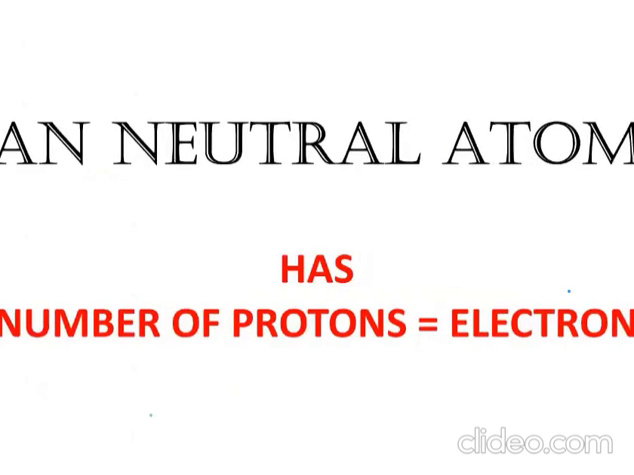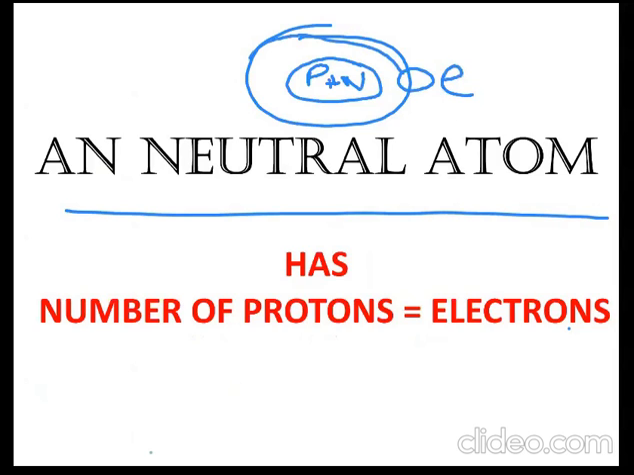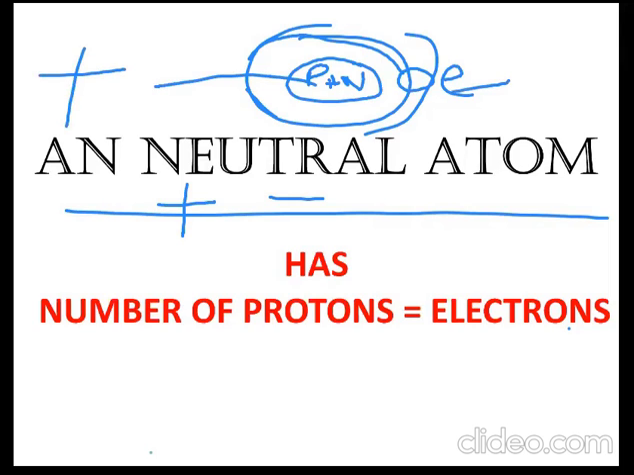Right, children? Now, a neutral atom. If we talk about an atom, it has protons and neutrons in the nucleus, and around the nucleus electrons are moving round and round, right? But a neutral atom means no charge. It does not mean it has no positive charge or negative charge. These protons are positively charged, these electrons are negatively charged. It does not mean it has no protons and no electrons, that is why it is neutral. That is why its charge is zero.